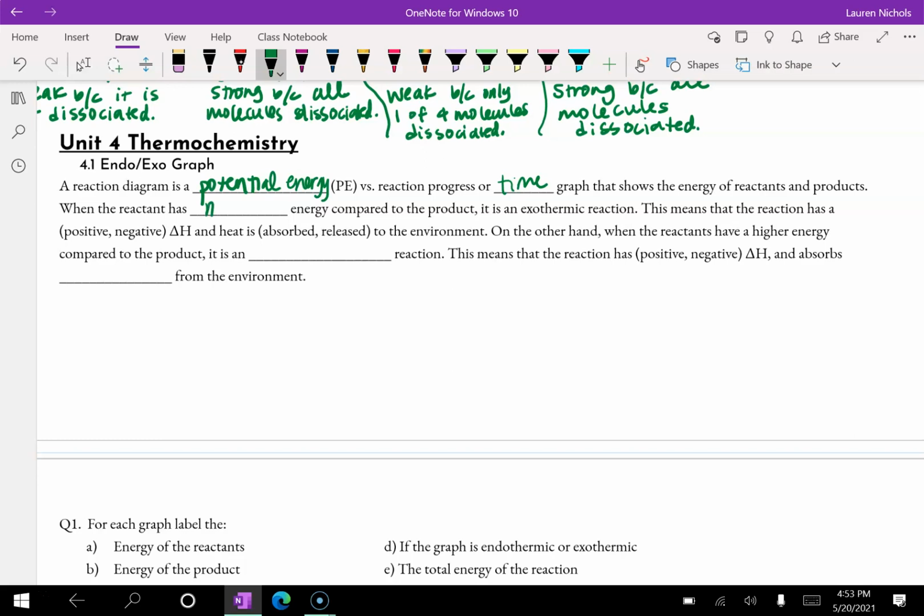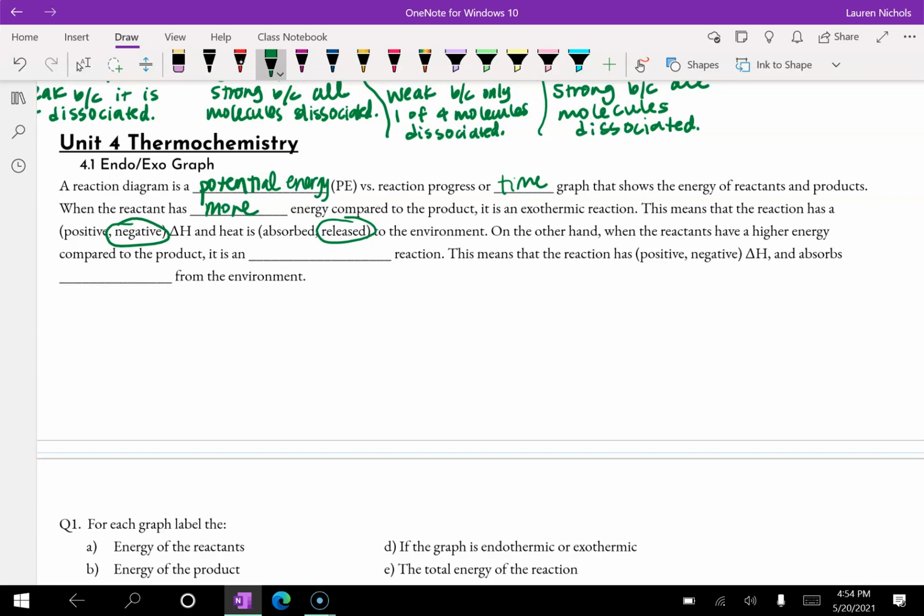And when the reactant has more energy compared to the product, it's an exothermic reaction. This means that the reaction has a negative delta H, and that heat is being released to the environment. So the actual system is starting to cool down because it's releasing that heat.